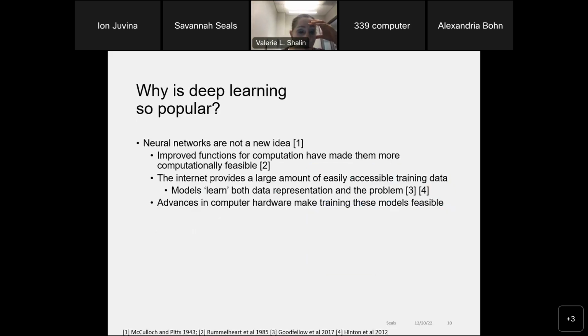So why is deep learning so popular? Neural networks have garnered a lot of media attention in recent years, but they're actually not a new idea. They were originally proposed in the 1940s. Improved computational functions make them feasible to compute at a large scale. The internet provides a large amount of easily accessible training data. And advances in computer hardware make training these models feasible.